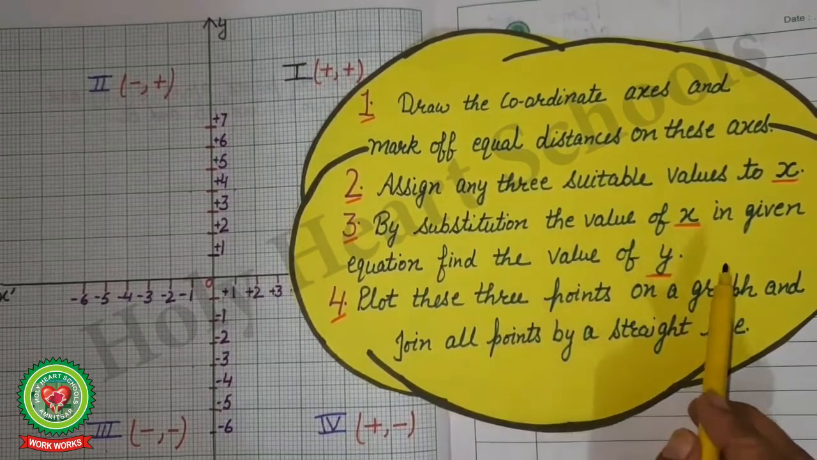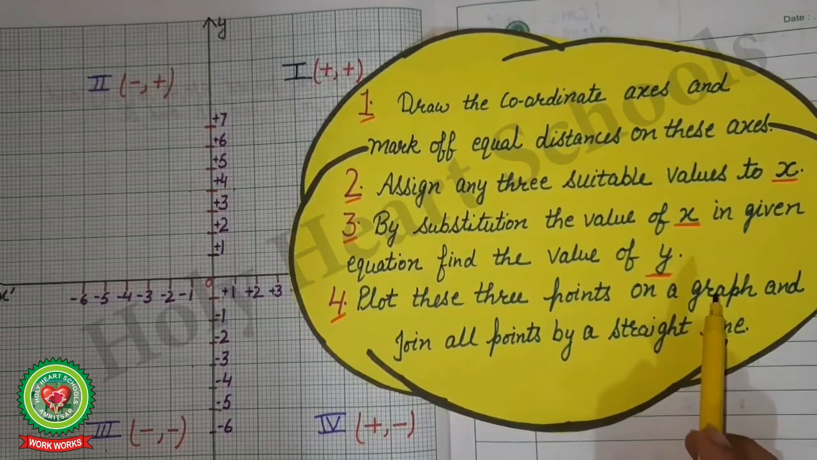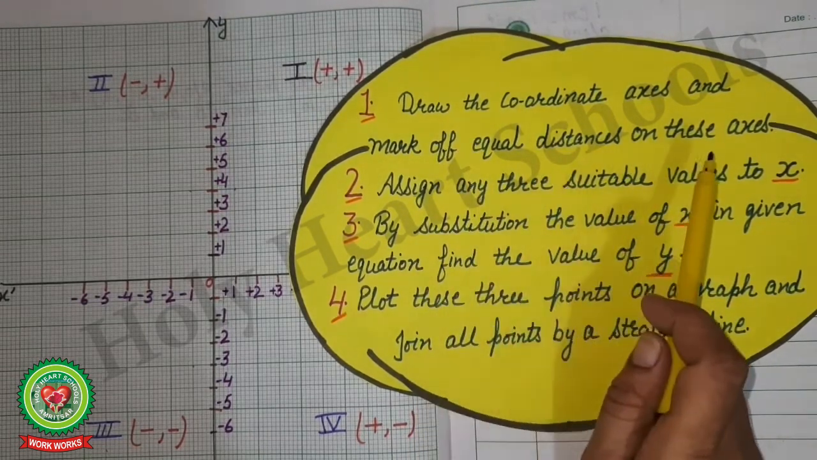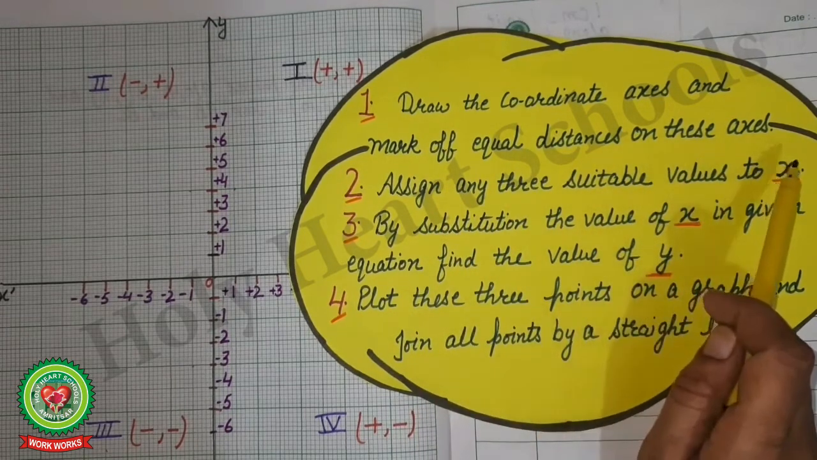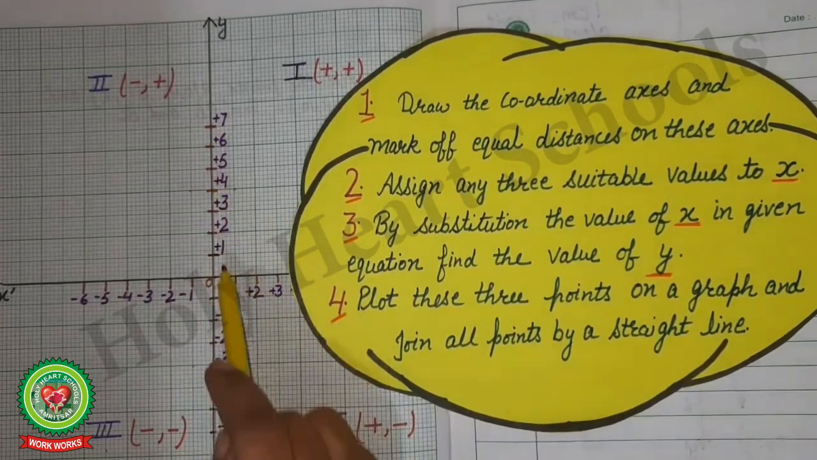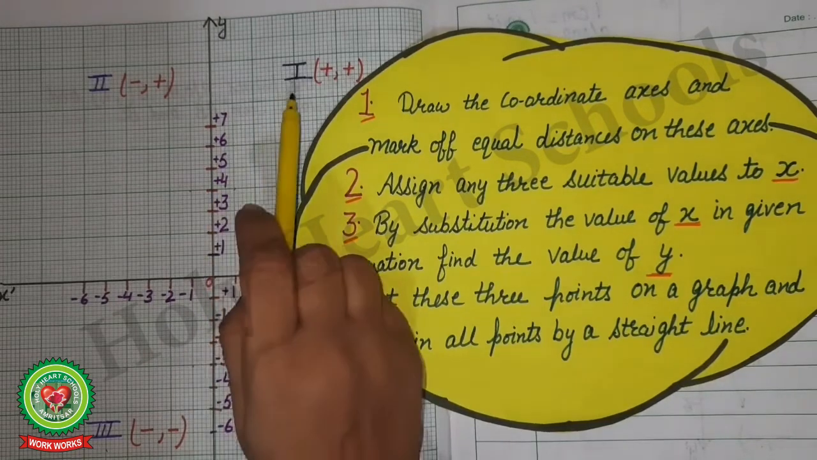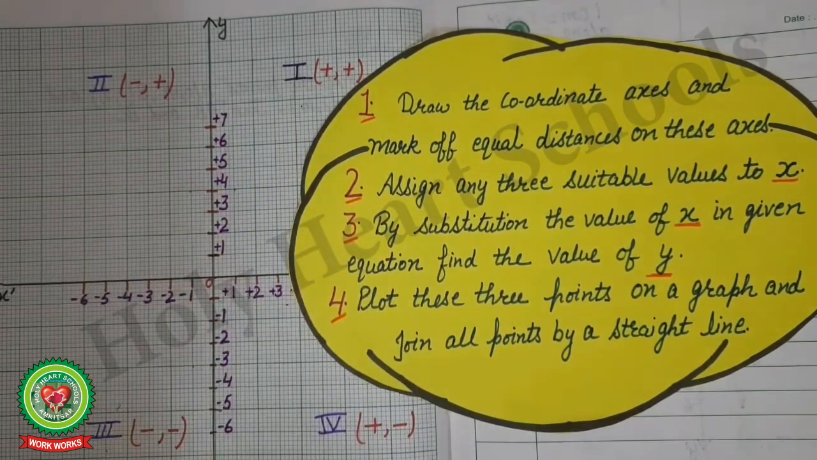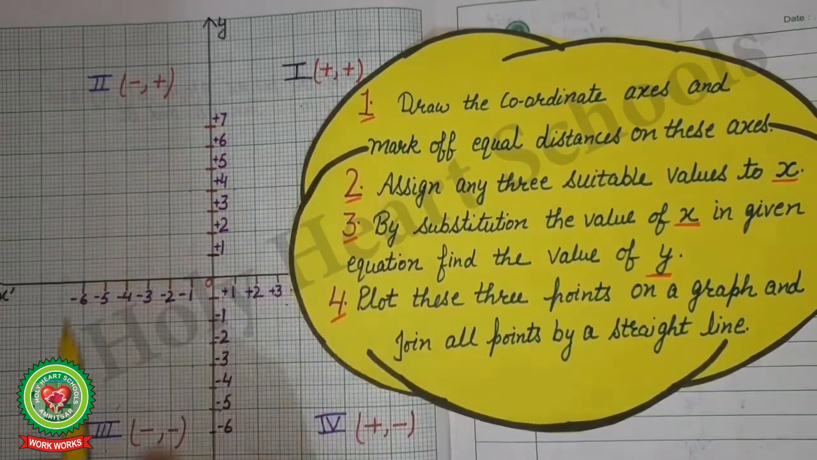Students, first we will repeat the steps to draw a graph of a linear equation in two variables. Step 1. Draw the coordinate axes and mark off equal distances on these axes. Draw the x-axis, y-axis, and mark equal distances on these axes, and mark the quadrants also: first quadrant, second, third and fourth, and their signs related to the quadrants also.